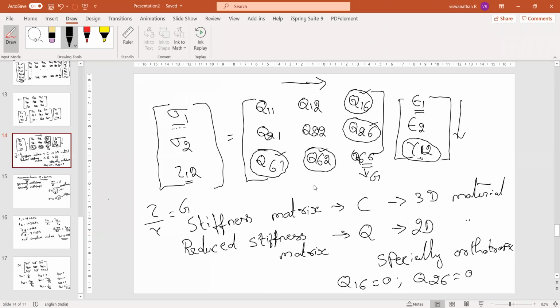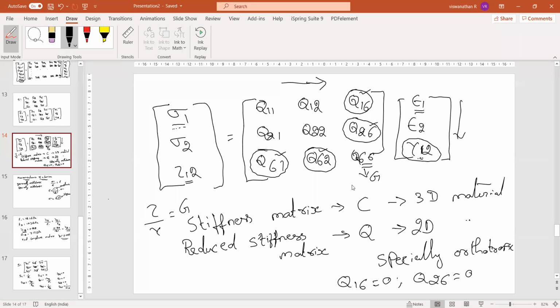So in a specially orthotropic material, you get these terms as 0. Q16, Q26, Q61 and Q62 will be 0. For a specially orthotropic material, these terms will be 0. The meaning is the same. When I say these will be 0, what it means is you don't get a shear strain for extensional stress. It is just put in the matrix form. I hope you are able to understand these things.